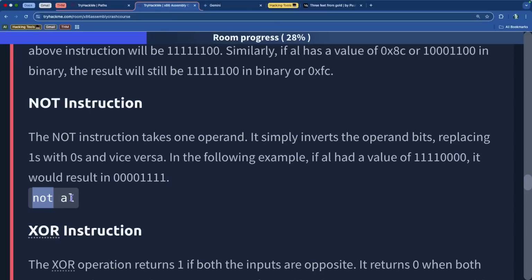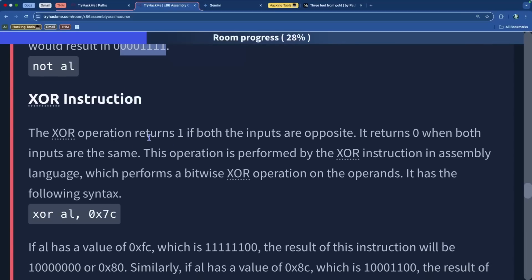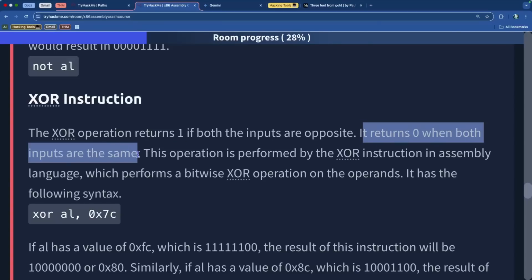So you don't want this, right? You don't want AL. You want the opposite of AL, which would just turn all of these into their exact opposites. The XOR instruction returns 1 if both the inputs are opposite. It returns 0 when both inputs are the same.